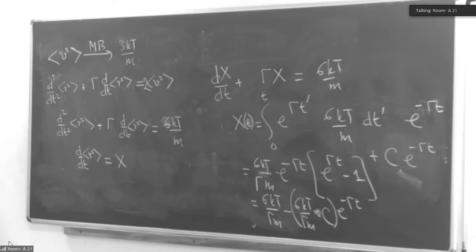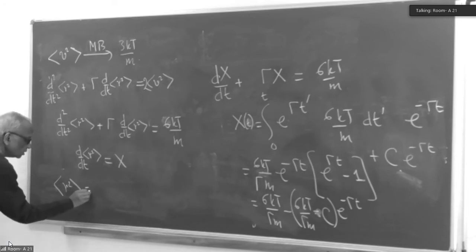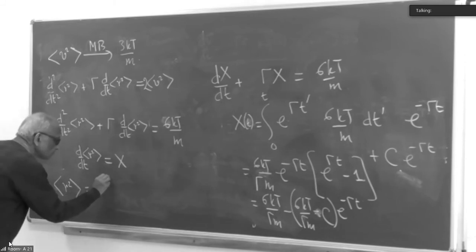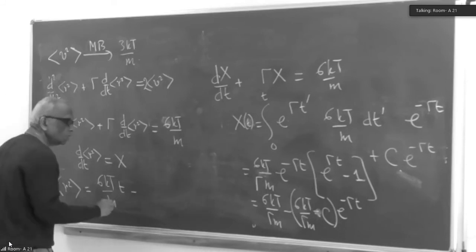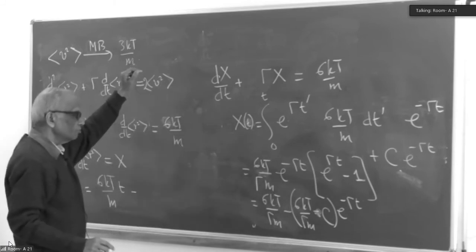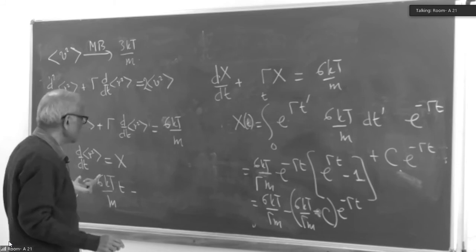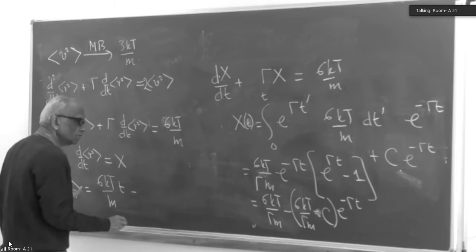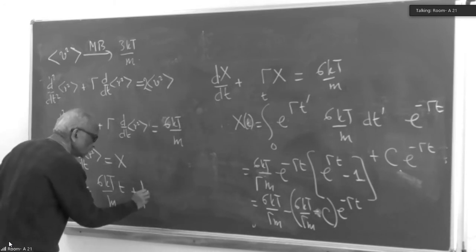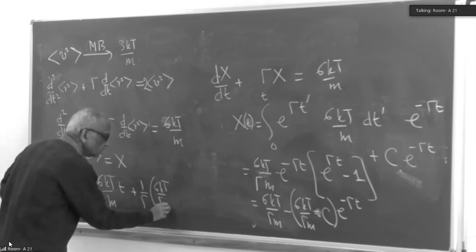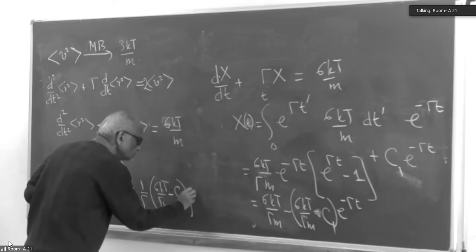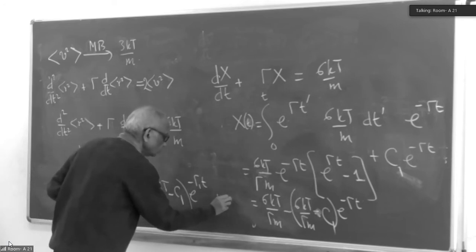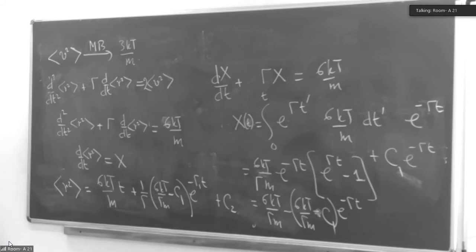So what have I got? I have got this, and now the average r square is equal to 6kt over m times t, and then you are going to pick up 1 over gamma. So e to the power minus gamma t has to be integrated, so it gives you 1 over gamma minus in the denominator. So there is 1 over gamma, and there is 6kt over gamma m minus c1. If I now call this constant c1, so it is c1 e to the power minus gamma t plus c2. So two integration constants, because it was a second order differential equation, and that's that.